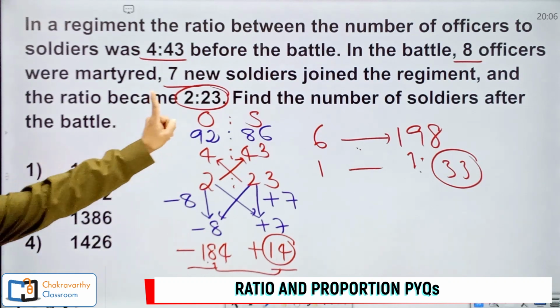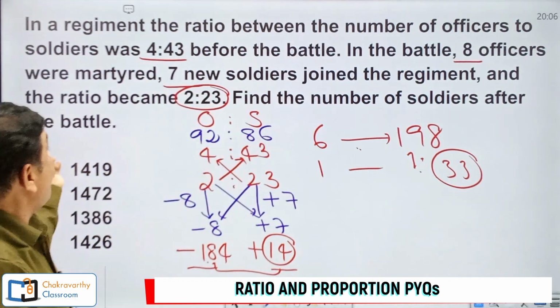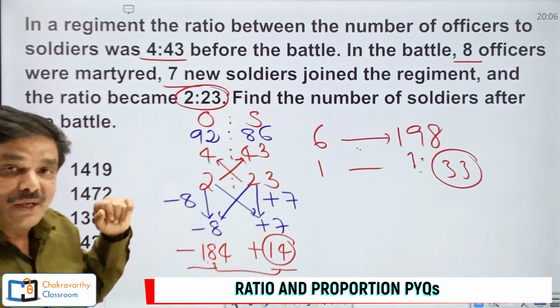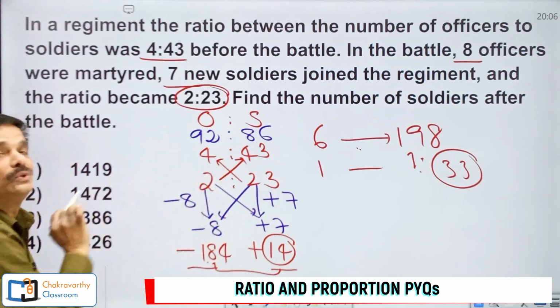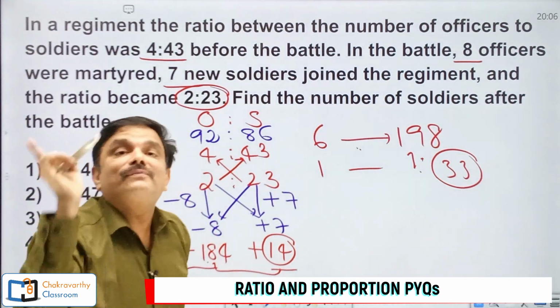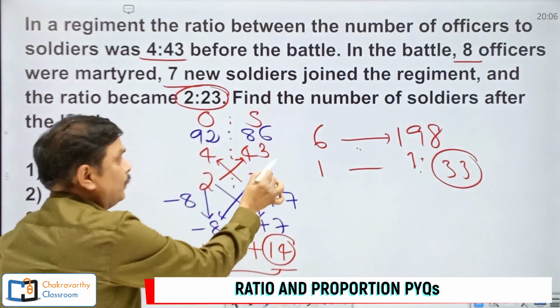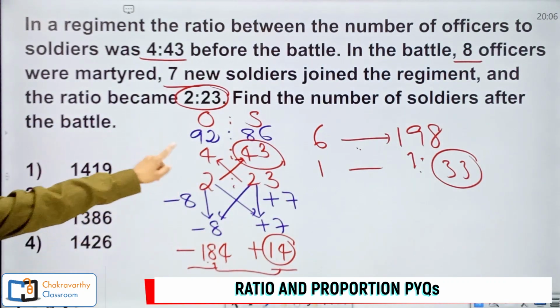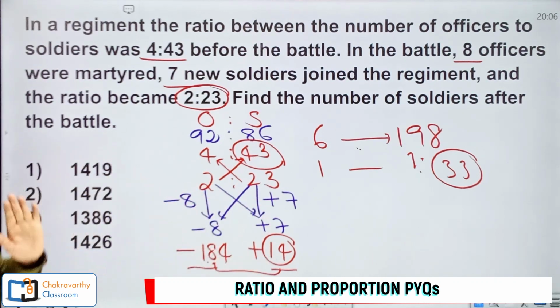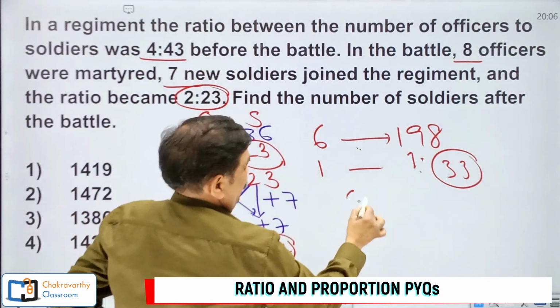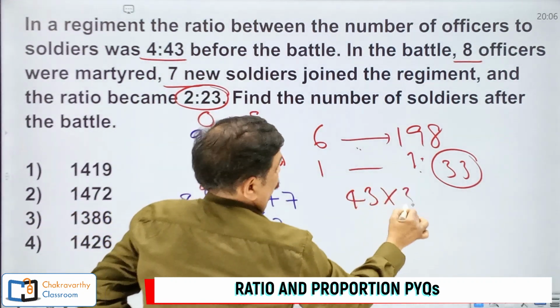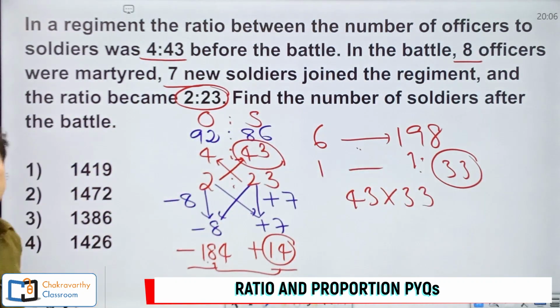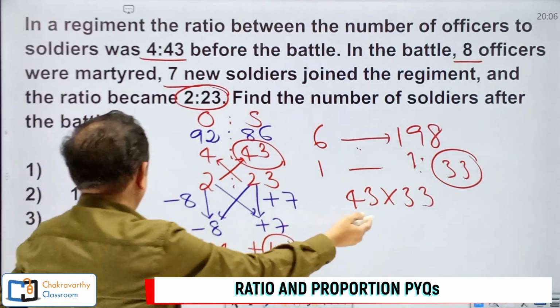Now what is my question? It's very important. Find the number of soldiers after the battle. Here I need to focus on the soldiers, and that too after the battle. First find out the number of soldiers before the battle. After that you can add up this 7 to get the final figure. If you go for this one, it is 43 into 33.